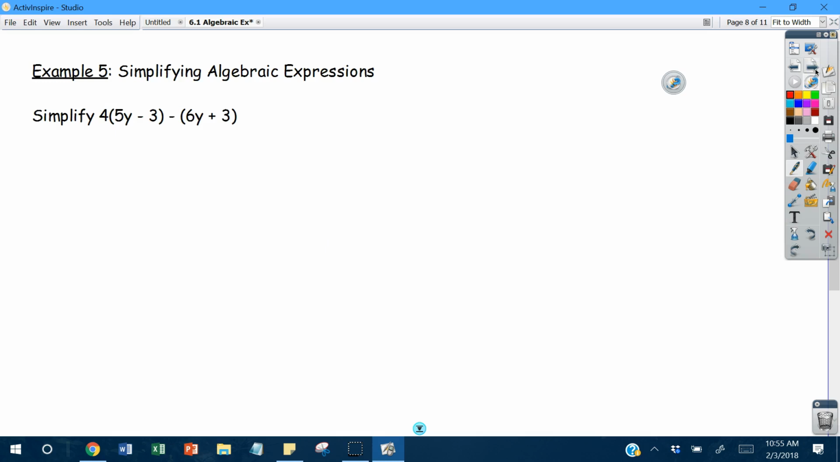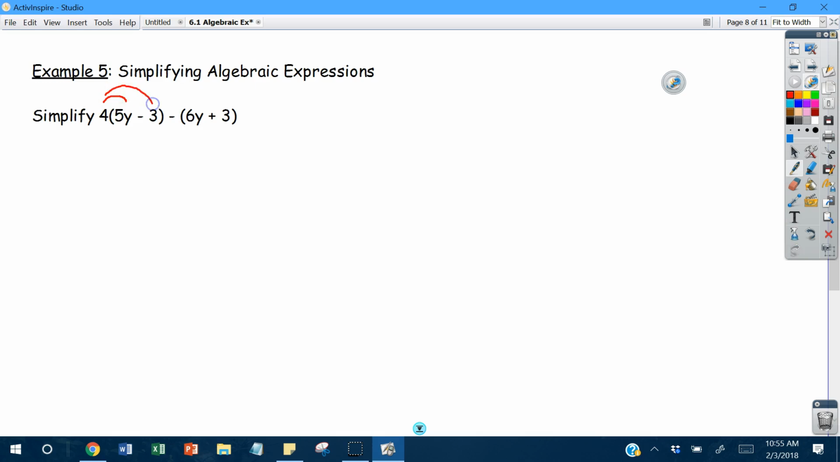Okay, here's a little bit messier one. We have two expressions here, and they're being subtracted, and we have some y's here. So our simplified expression should just have 2 terms. It'll have a y in it, and it'll have a constant term. So we've got to do some work to get there.